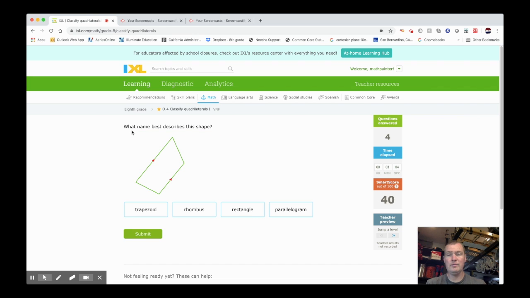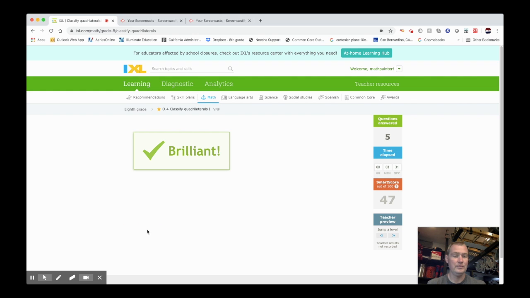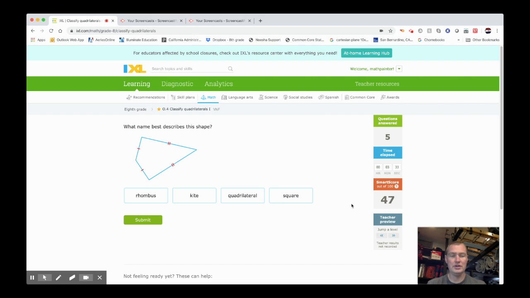What name best describes this shape? We have two sides that are parallel, and two sides that are not parallel, but this reminds me of another IXL we just did, and I believe those are called trapezoids. So trapezoids have two sides the same, and four sides in total. And by the same, I mean that they're parallel, so in the same direction, not the same length. All right, we're at 47, doing a great job on this IXL.